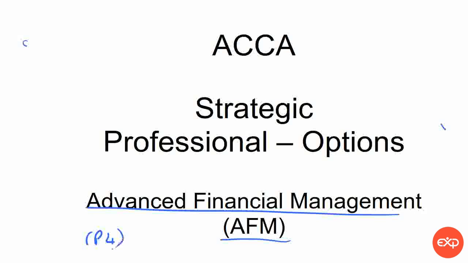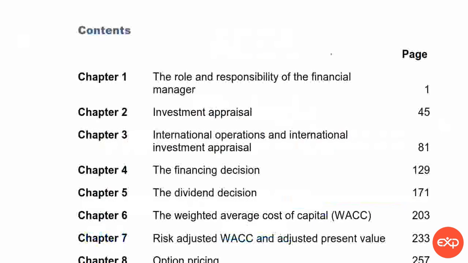Okay, so what can we say about this paper? Well, let's start off by going to the contents page and having a look at what's included in here. Perhaps the first thing I should say is that this paper builds on what you will already have learned from the earlier financial management paper, which was formerly called paper F9. It might have been called F9 when you did it. So this paper builds on the skills you learnt in F9 and takes it to a much more advanced level.